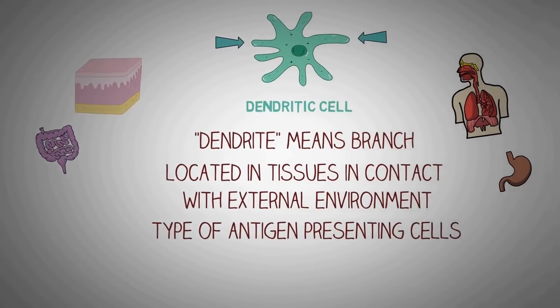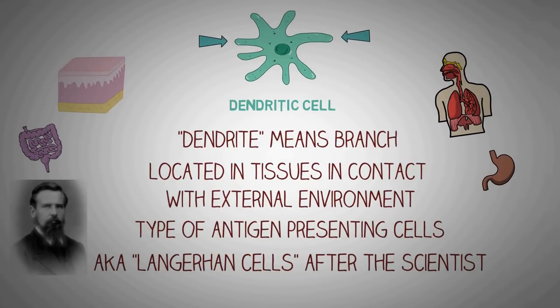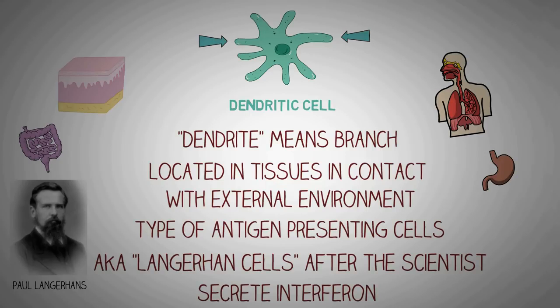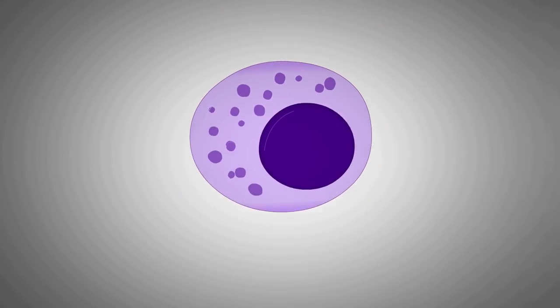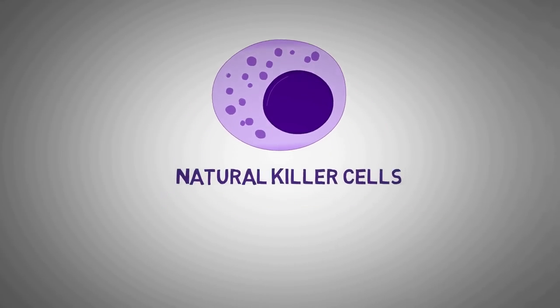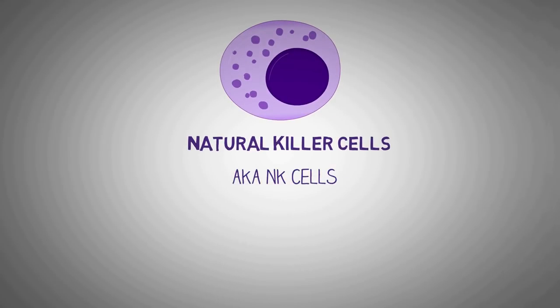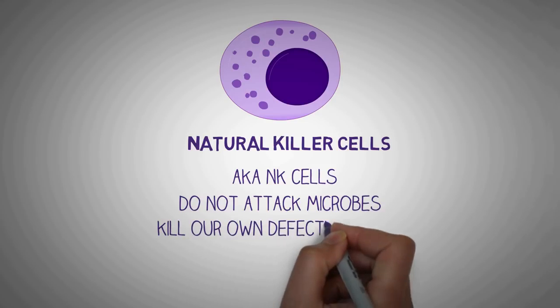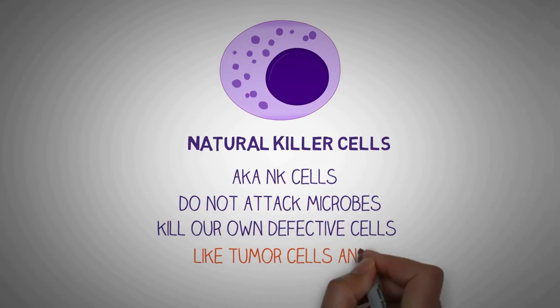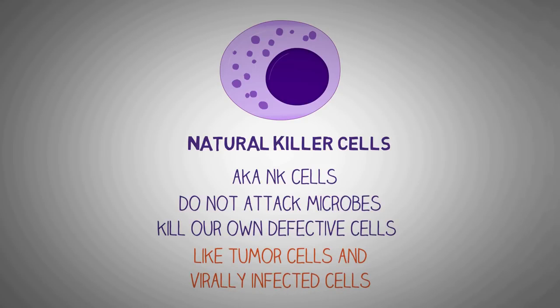Dendritic cells are also known as the Langerhans cells, after the scientist who discovered them. Type 1 interferons, secreted mainly by dendritic cells, play a central role in the body's defense against viruses. The last cell type that we will discuss in the cells of the innate immunity are the natural killer cells or the NK cells. NK cells are the component of the innate immune system that does not directly attack the invading microbes. Rather, NK cells destroy our own cells that have become defective, such as tumor cells or virus-infected cells.